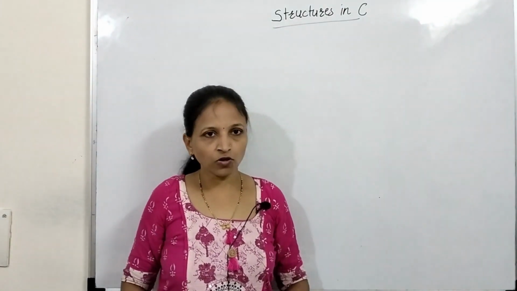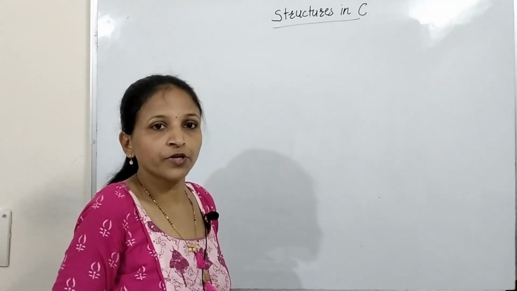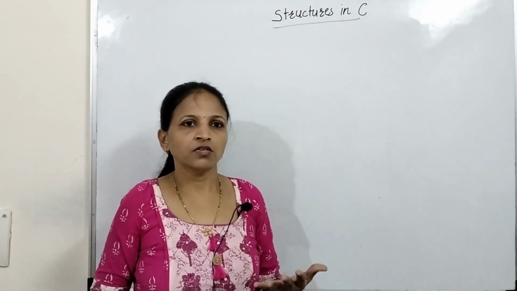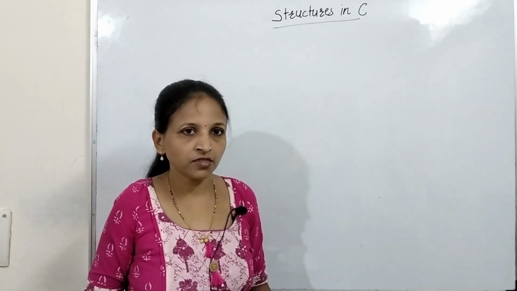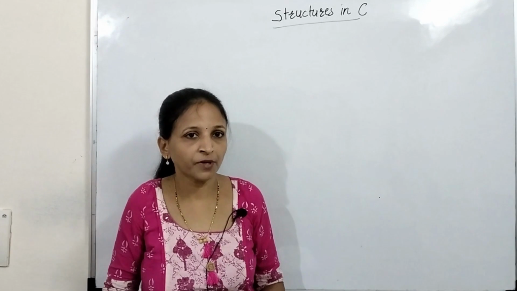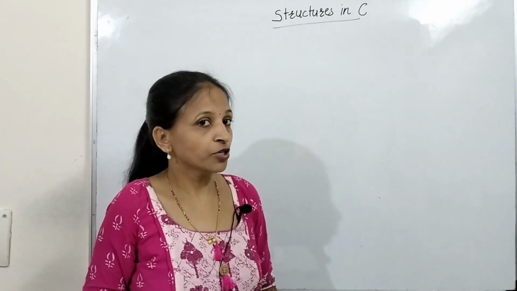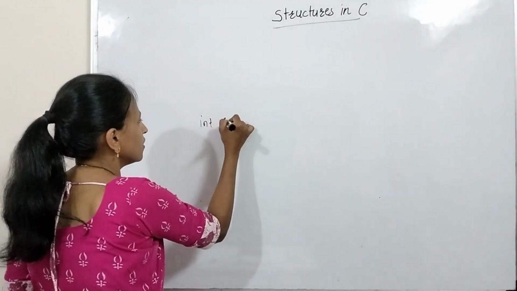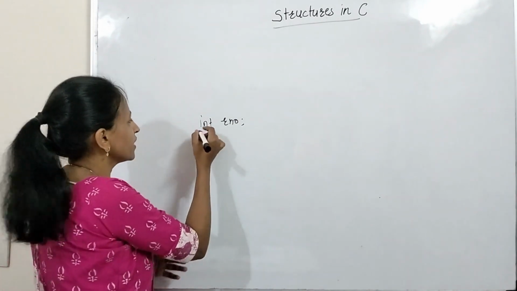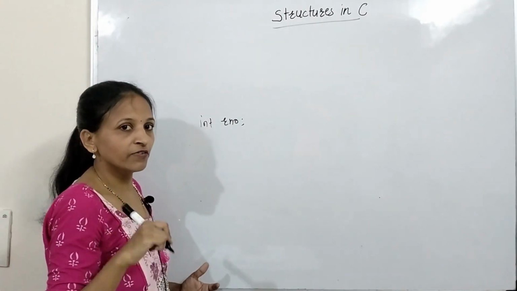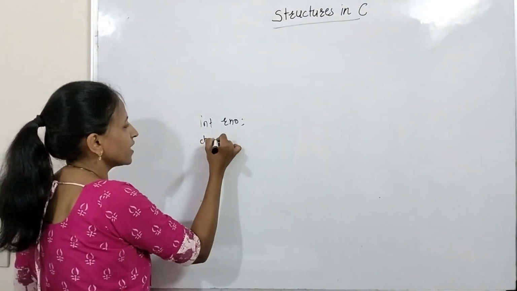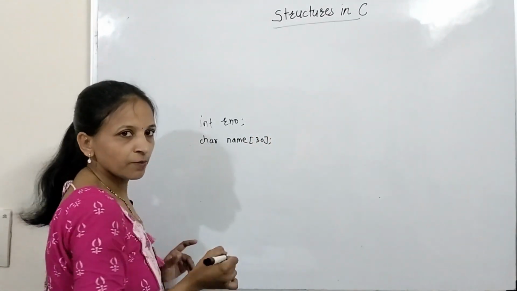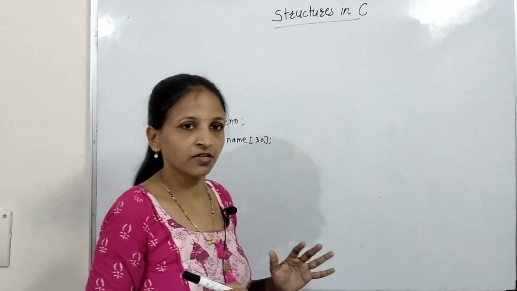Now suppose you want to store data about a student. A student will have roll number, name, marks, division, class, address, height. This type of information may be there about that particular student entity. Then what can you do? We will create one variable for storing roll number. Then one variable to store the name of that student. Here we will use a character array. We will write char name of 30, suppose. Means maximum 29 characters we can store here.